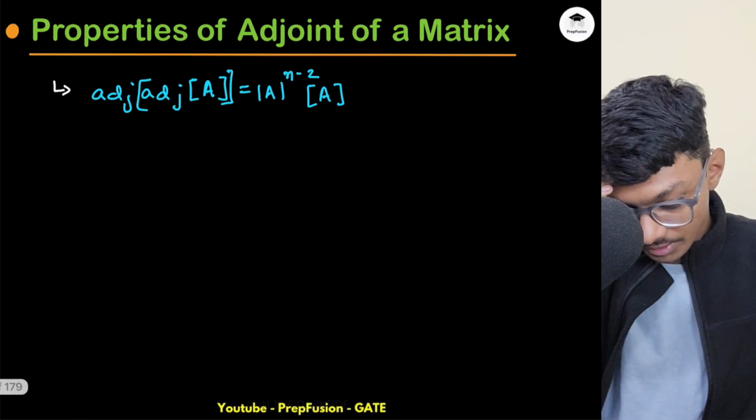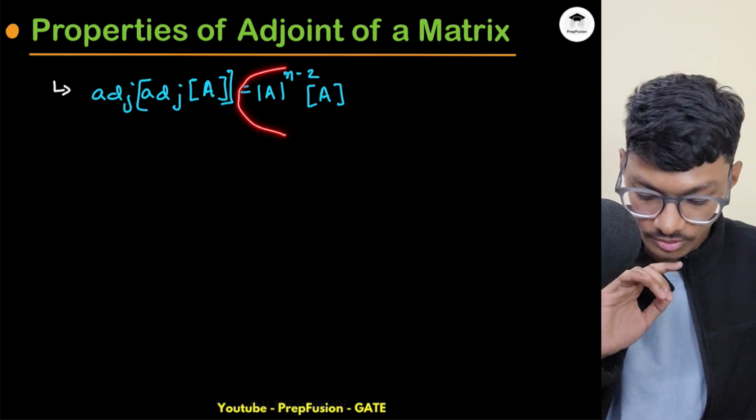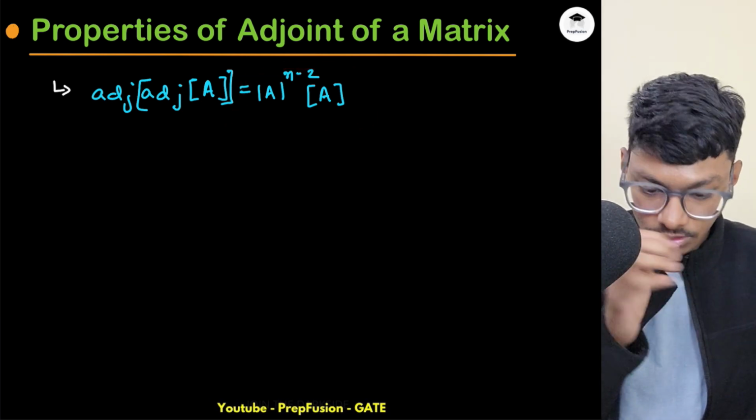There is also another property, the adjoint of adjoint of A. It will equal determinant of A raised to n minus 2 into A.